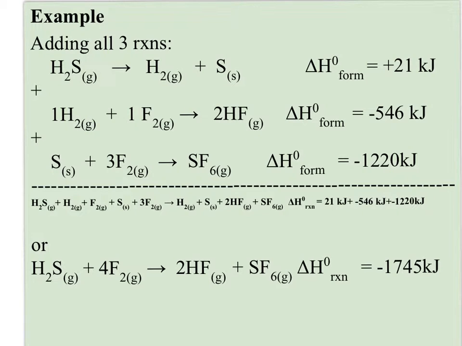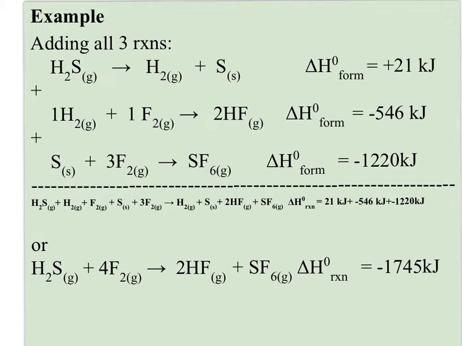So let's look at what happens when I make those changes. The first one, I went ahead and flipped it. So that means I also switched the sign to a positive 21. What's now my second equation, I've doubled. So I also doubled the heat of formation value. And the third equation needed no change.